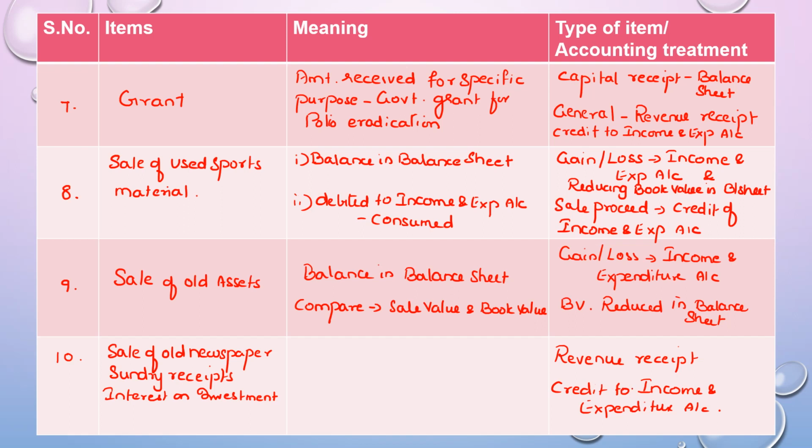So I hope today's discussion on these several items which you would find on the credit side of the income and expenditure account is clear.